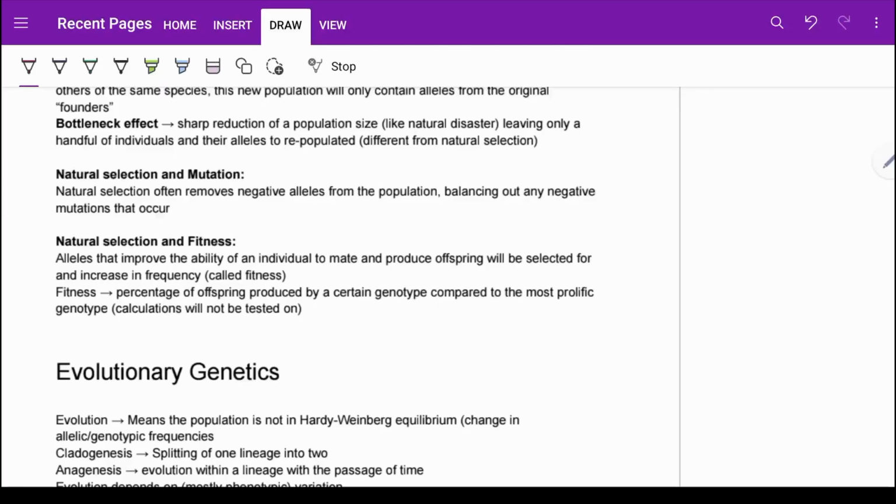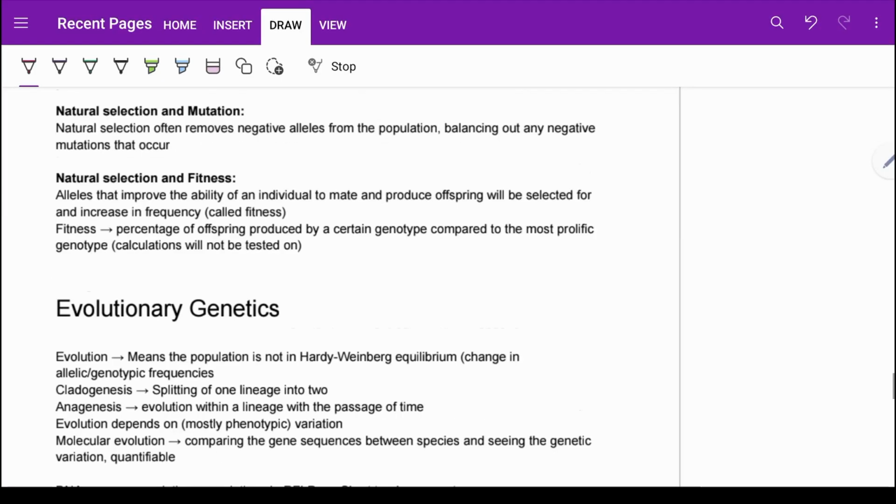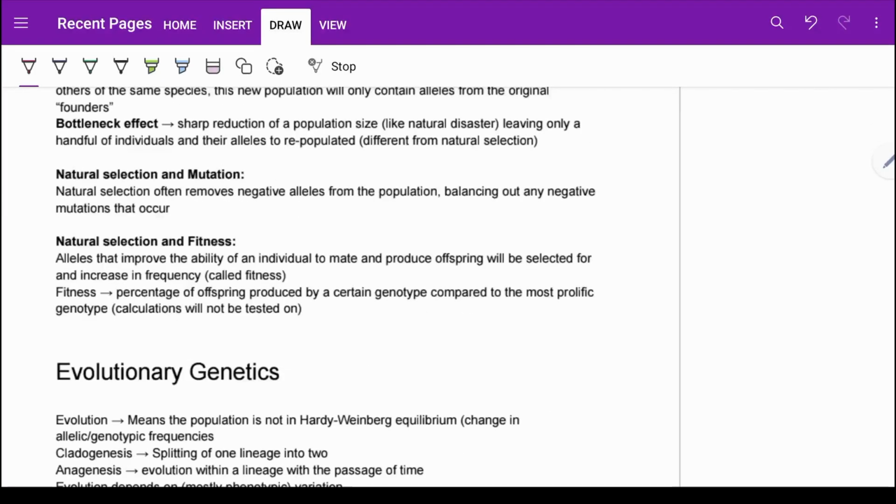Basically, fitness is a percentage of offspring produced by a certain genotype compared to the most prolific genotype, and we can measure that. There are a few slides in the slide deck talking about fitness and how to calculate that, but that will not really be tested on. But you do need to know what fitness is and the overall measure of fitness.